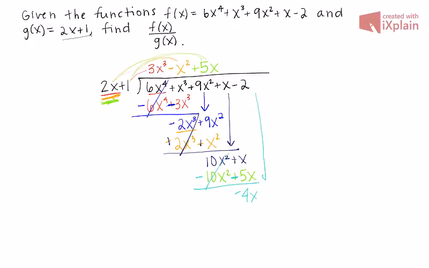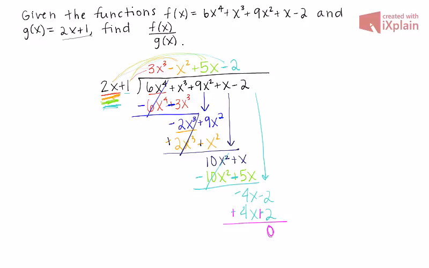Lastly, we need to bring down our negative 2, and we need to ask ourselves, what do I multiply 2x by in order to get negative 4x? Correct answer would be negative 2. So I'm going to put a negative 2 up top. Negative 2 times 2x is negative 4x, and 1 times negative 2 is negative 2. Last step is to change your signs, add together, and you get 0.